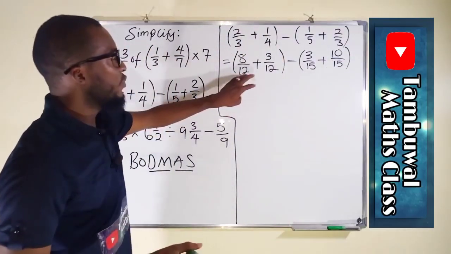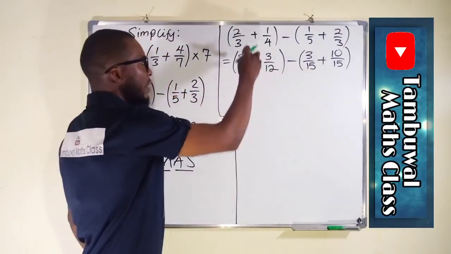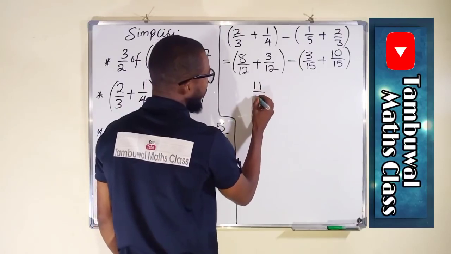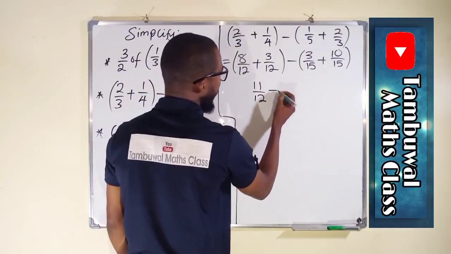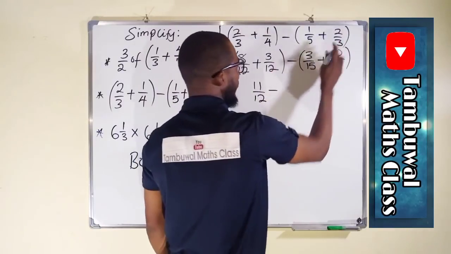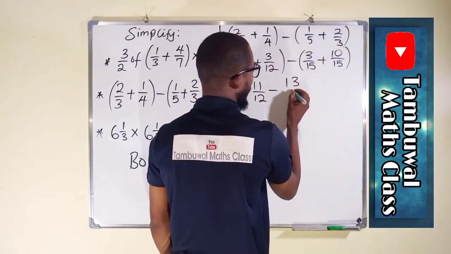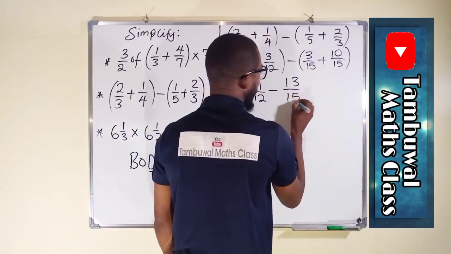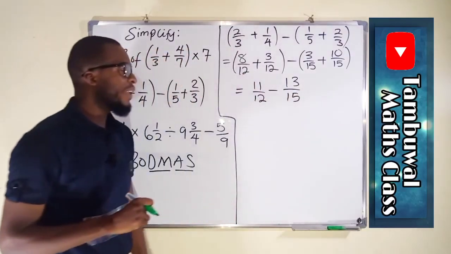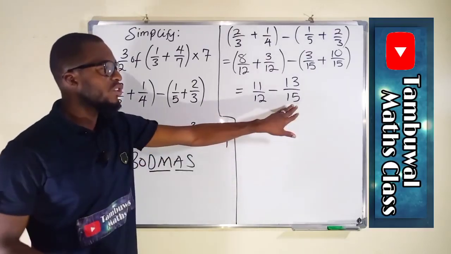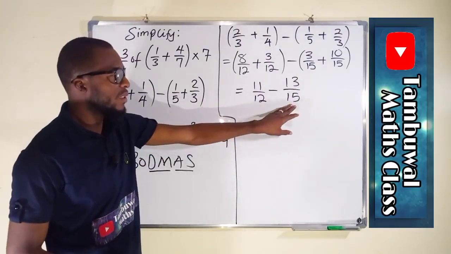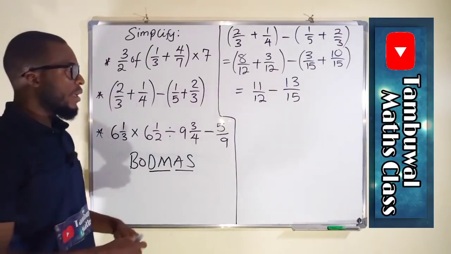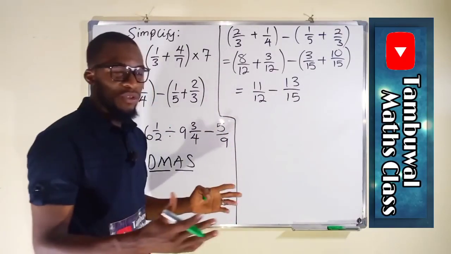So we are now free to simplify these brackets. This plus this is 11. So we have 11 out of 12 minus this plus this is 13 out of 15. So this is what we have left. We want to subtract 13 over 15 out of 11 over 12. Let us convert them into the same denominator.